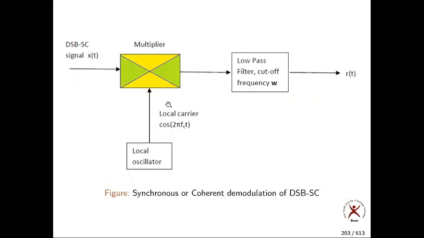Finally, this diagram illustrates the demodulation of DSB-SC. What is it called? Coherent demodulation. What is the name of the demodulation? Coherent demodulation, also called synchronous demodulation. What is the name of the AM demodulator? Envelope detector. Now here, the name of the demodulator is synchronous or coherent demodulation.